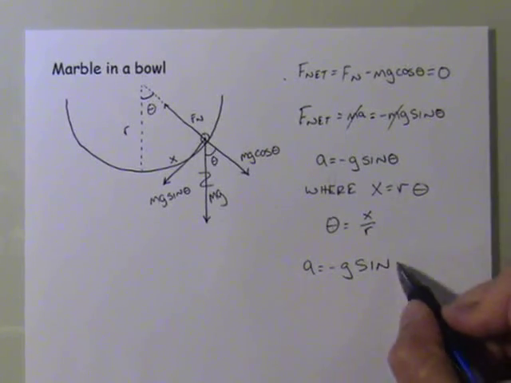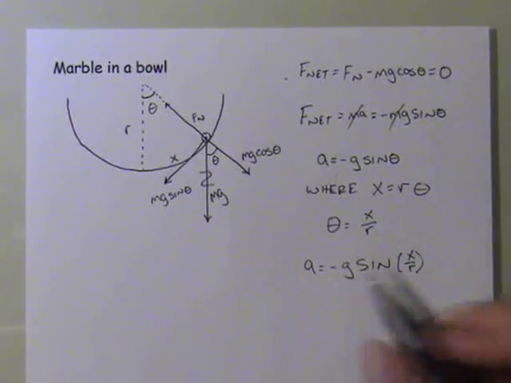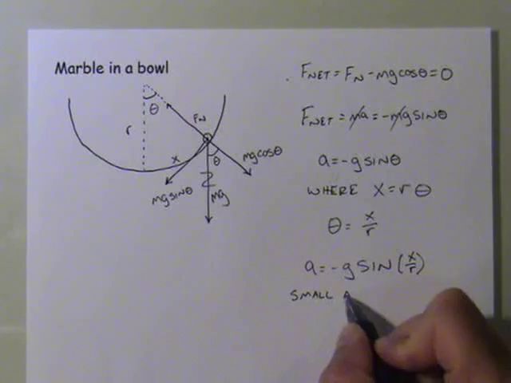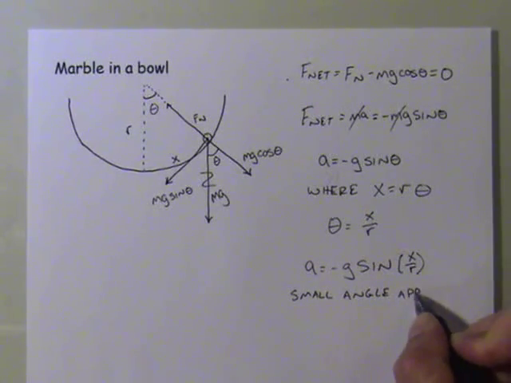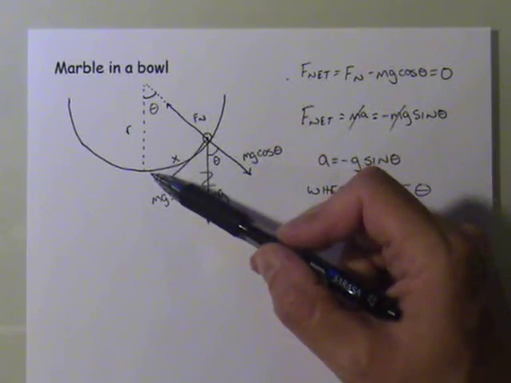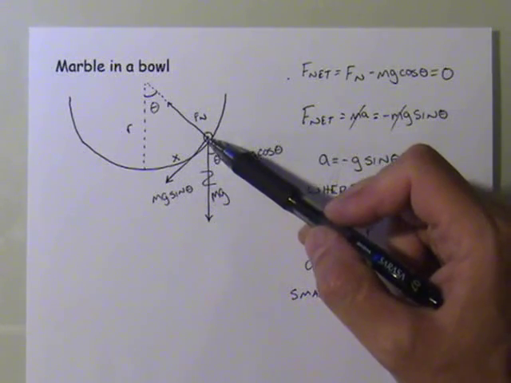What that's going to allow us to do is to replace theta with this statement x over r, and then, making the same move that we made in the pendulum problem, we'll use the small angle approximation. Obviously in this case it would not be acceptable to allow the marble to roll quite as far as I've allowed it to roll, because this is probably 40 degrees or more.